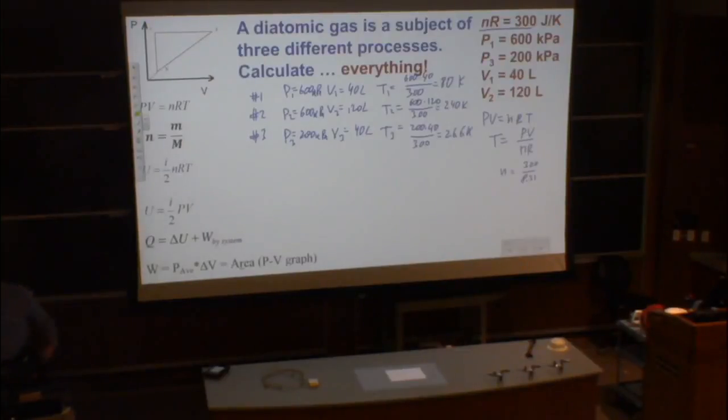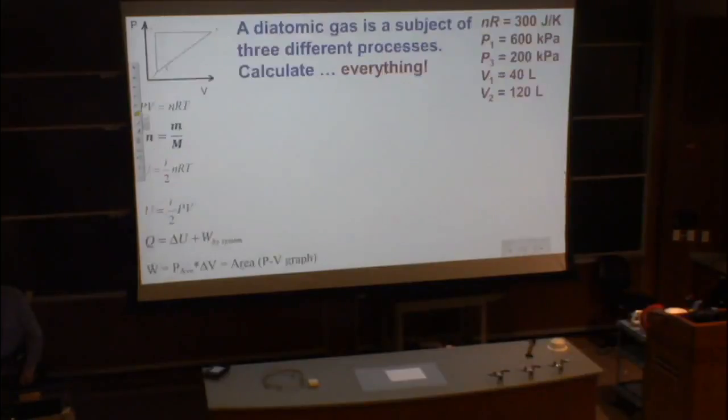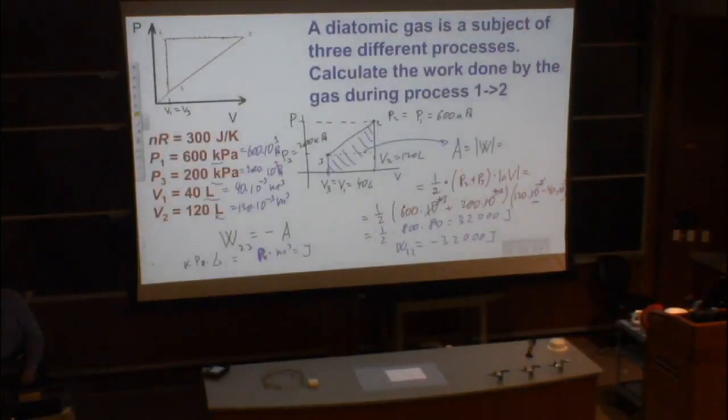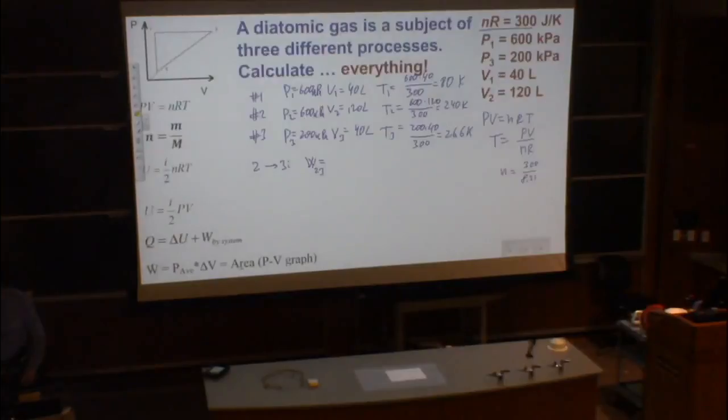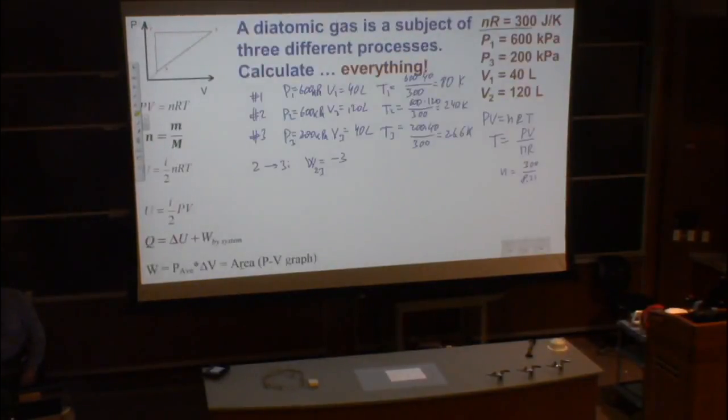Now, let's finish this process, 2, 3. We already know the work was equal to... Actually, that was area. Work equals negative 32,000 joules. 2, 3. So negative 32,000 joules. What else can we calculate?